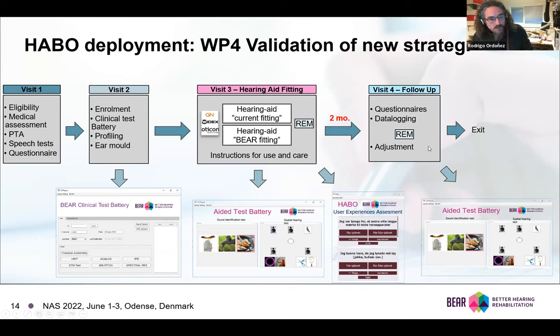We did not include active feedback from the HABO system on the fourth visit, because we didn't want to contaminate the main variable of the experiment, which was the REM fitting. So we only gave access to the system.